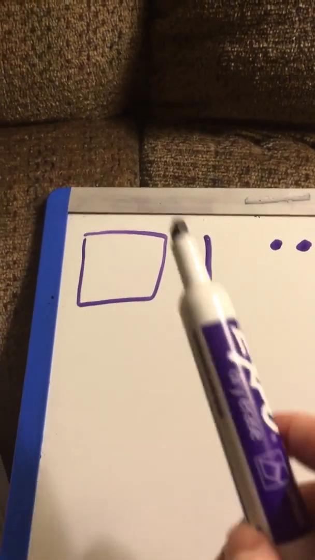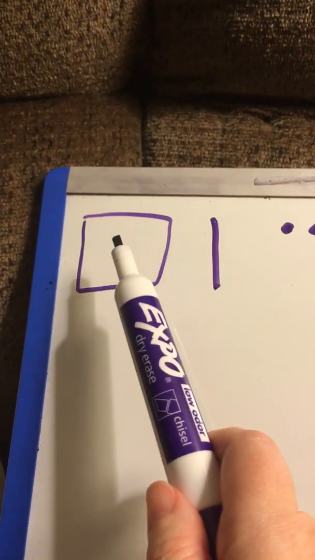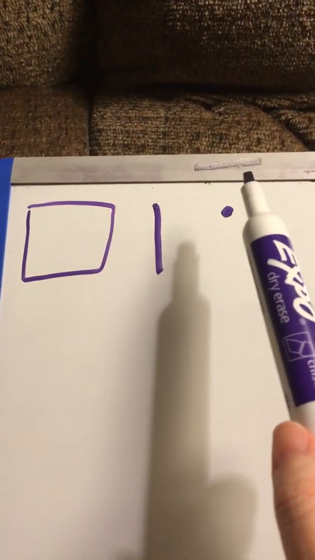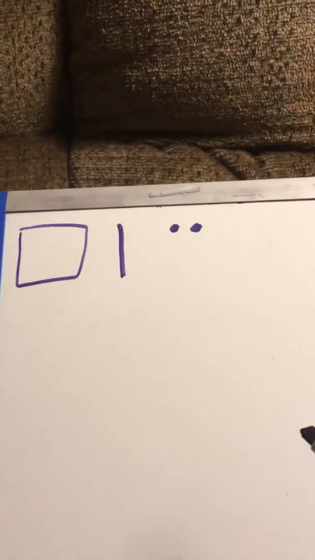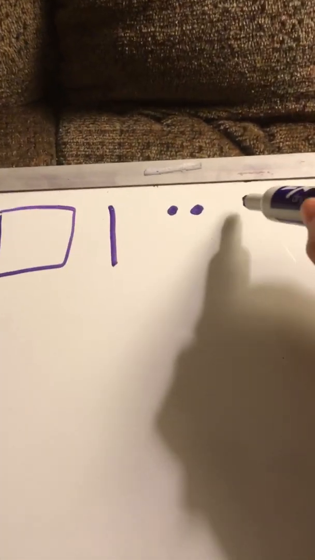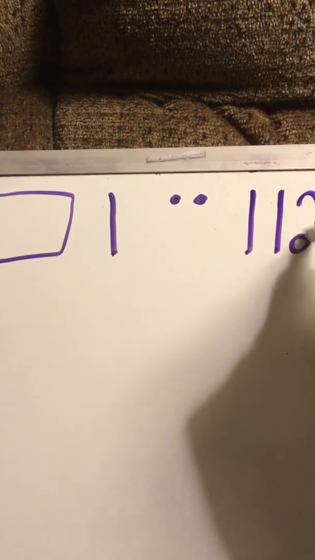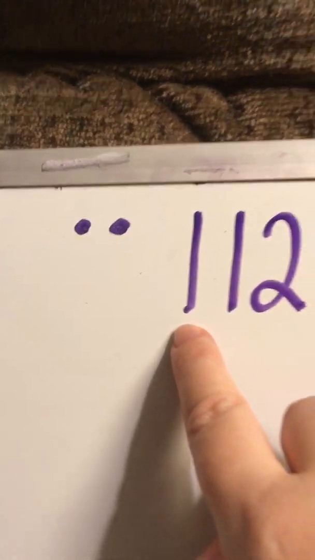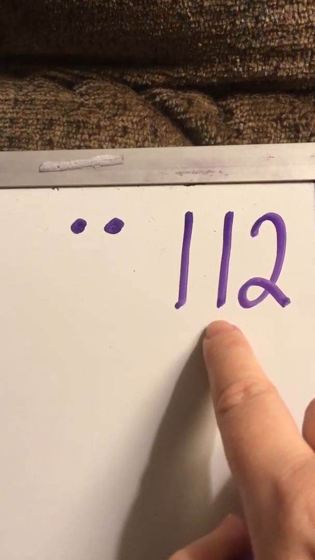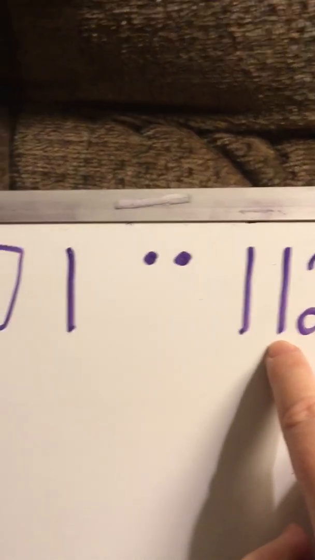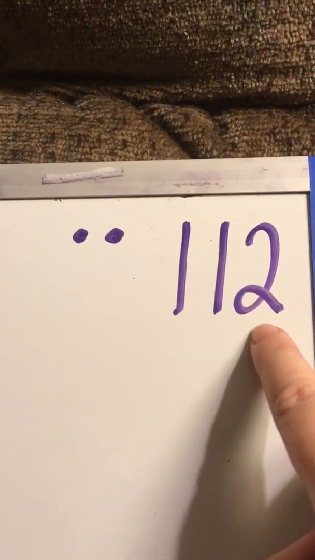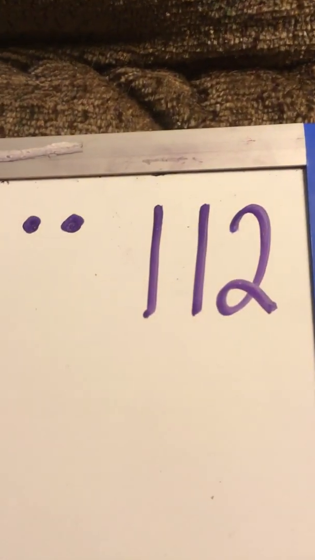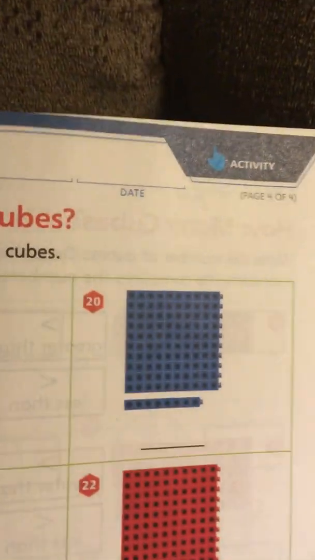So let's count it again. Let's do it all together. 100, 110, 111, 112. And then we're going to write that number right beside it. 112. So we see there's a 1 in the hundreds place because we have a 100 block, a 1 in the tens place because we have 1 ten block, and a 2 in the ones place because we have 2 ones blocks. 112. Okay, let's do the next one.